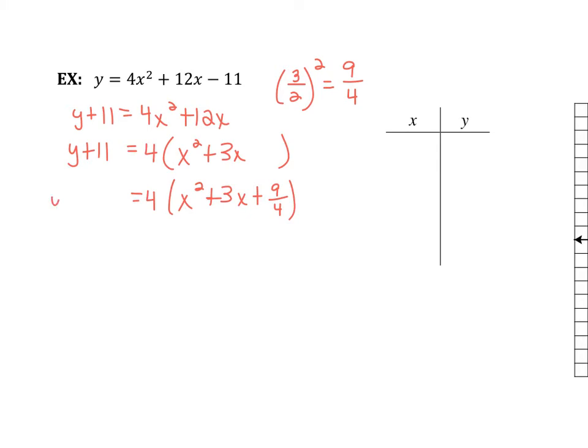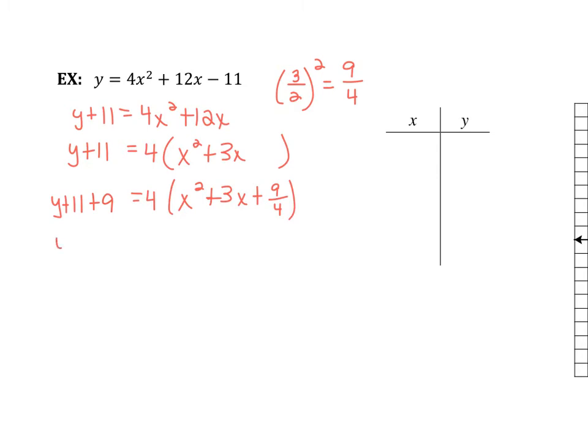Now, what I end up adding to the left-hand side of the equation needs to be the equivalent of what I added to the right-hand side of the equation. So on the right-hand side, I know I added 9/4, but 9/4 times 4 is actually 9. So that's what I'm going to add to the left-hand side of the equation. To the right-hand side, I added the equivalent of 9, so that's what I need to add to the left-hand side.